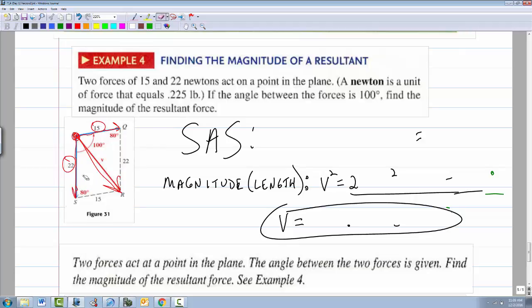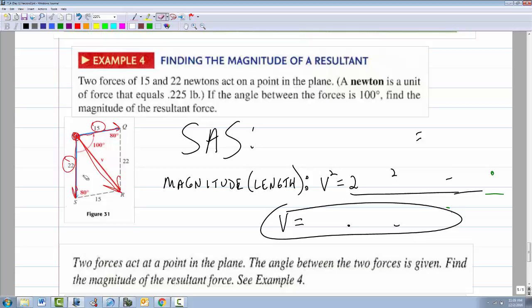The angle between the two students pulling on the rope is 100 degrees. That's what the question says. Two forces of 15 newtons and 22 newtons act on a point in a plane. The angle between the forces is 100. Okay, so what we want to do is find the resultant force.